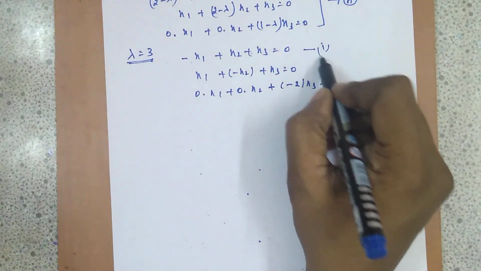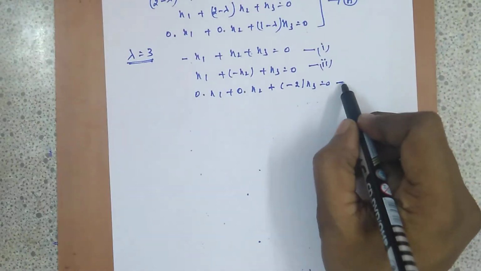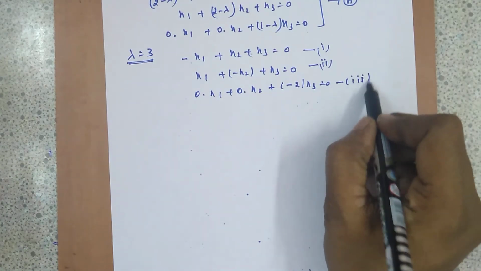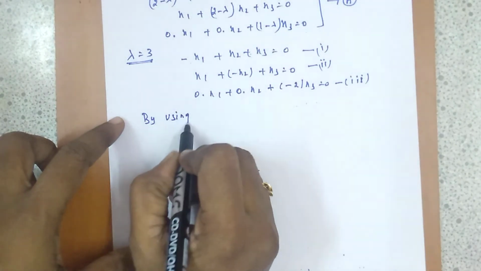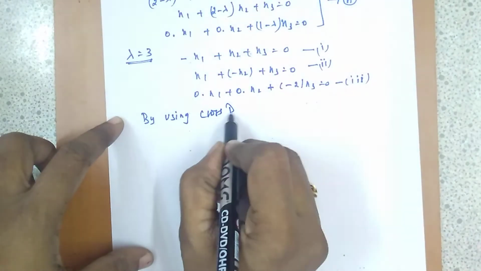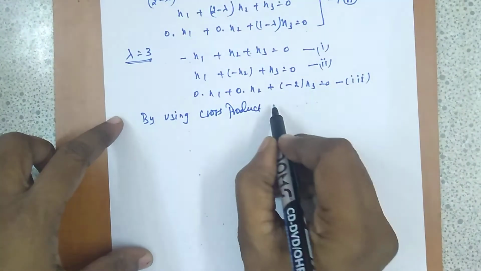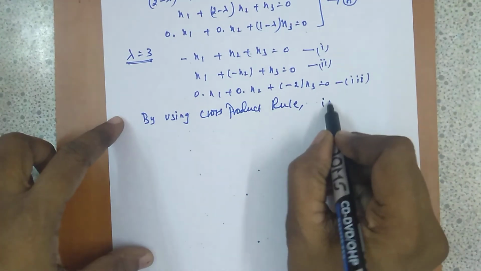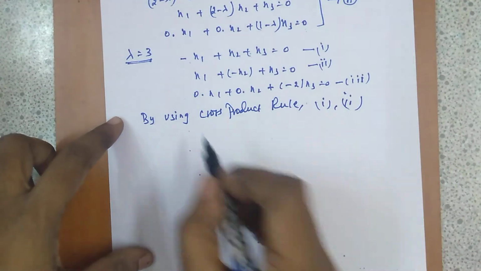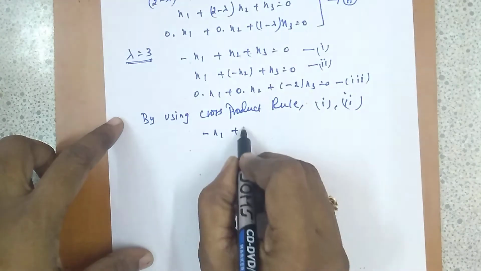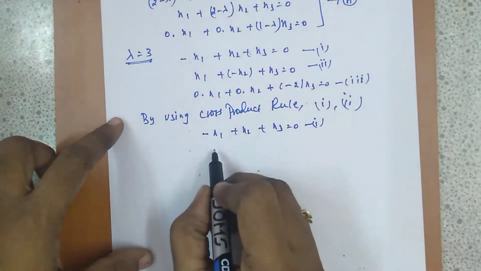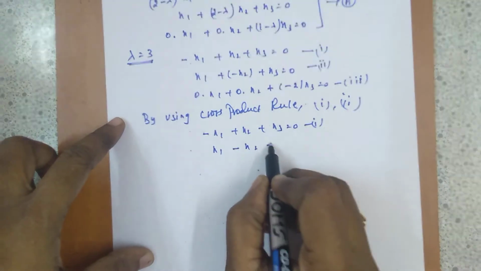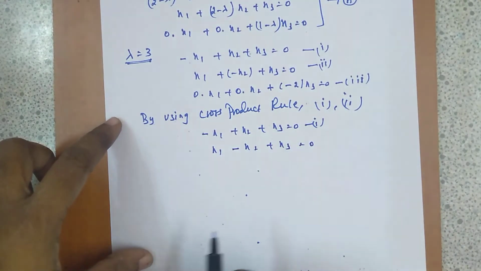So these are the three set of equations. By using cross product rule we can get the answer for x1, x2, x3. So from the first two equations, by using cross product rule, from equations 1 and 2. Okay, what is our equation 1? Minus x1 plus x2 plus x3 equal to 0. This is our equation 1. And equation 2 is x1 minus x2 plus x3 equal to 0.